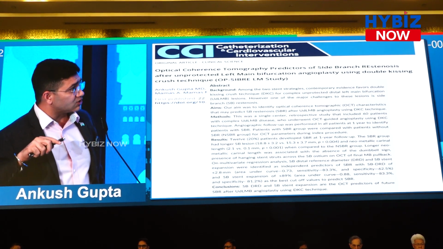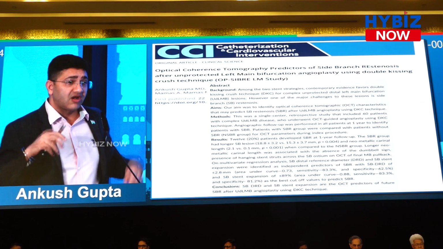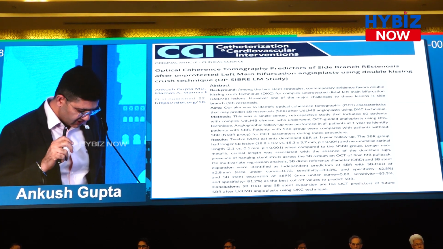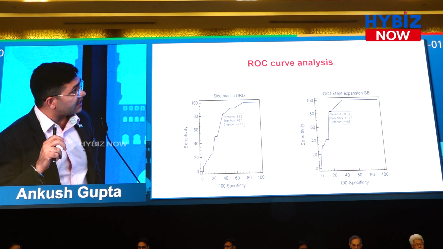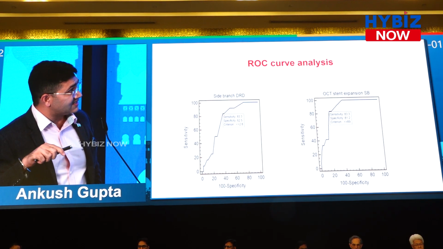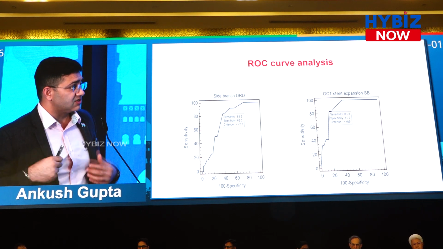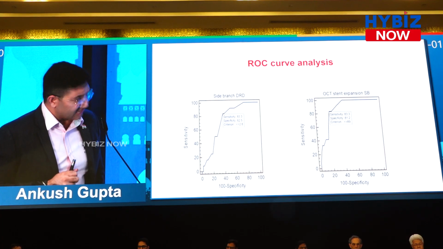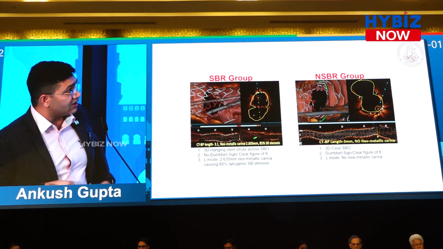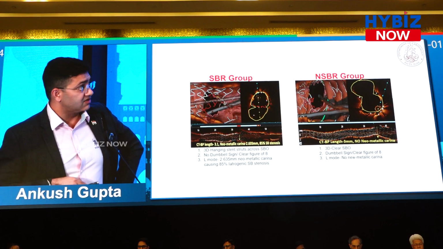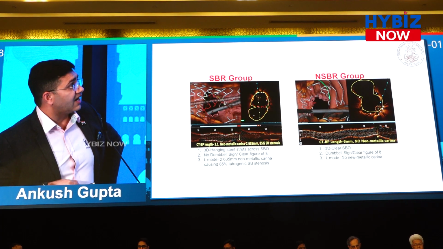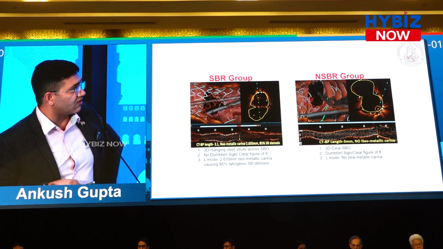This was a retrospective trial in which we tried to find out the imaging OCT predictors of side branch restenosis in left main bifurcation angioplasty. We found that the side branch distal reference diameter and side branch stent expansion of less than 89% were independently associated with side branch restenosis. We found that all the patients who developed side branch restenosis had a longer length of neometallic carina, and they had absence of a clear figure of 8.